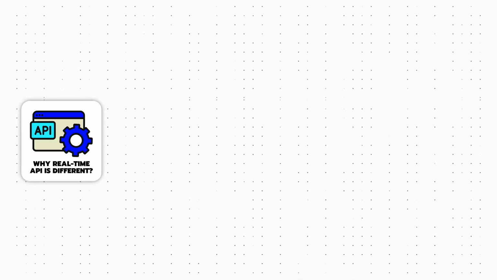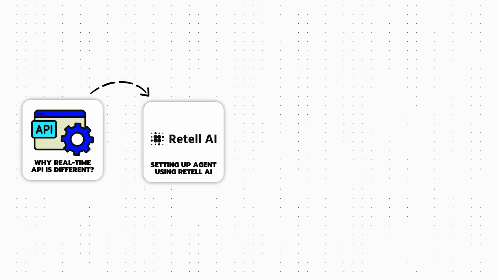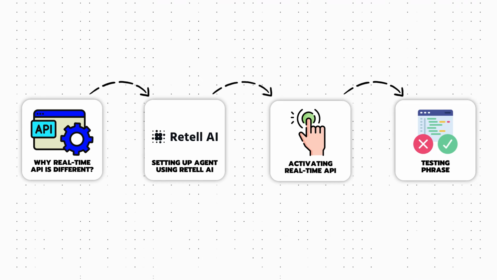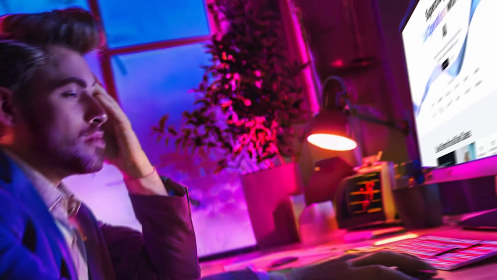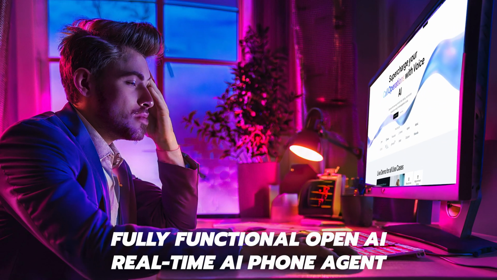First, I'll explain what makes the real-time API different from traditional AI voice systems. Then we'll dive into Retail AI to see how to set up your own agent, activate the real-time API, and then test the system in action. My goal is to keep you updated on the latest advancements in AI tech for businesses, so you can stay ahead of the curve. By the end, you'll know how to create a fully functional OpenAI real-time AI phone agent where there is no code required.